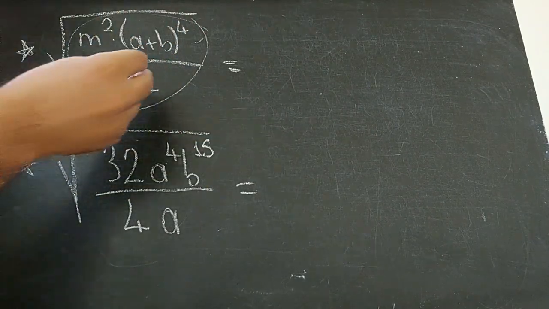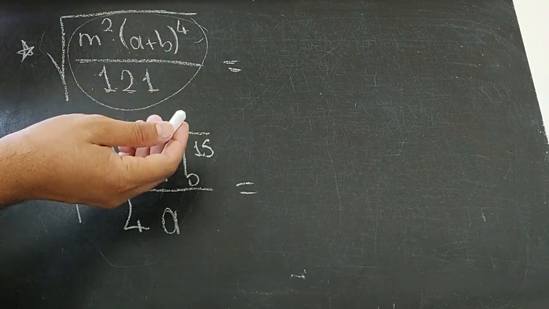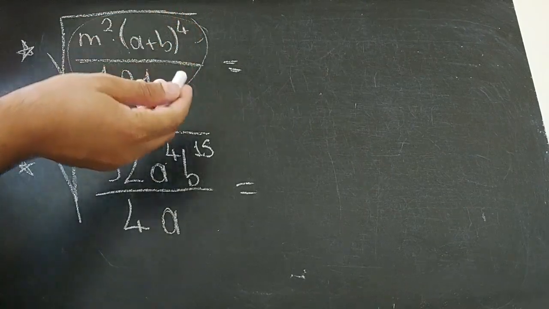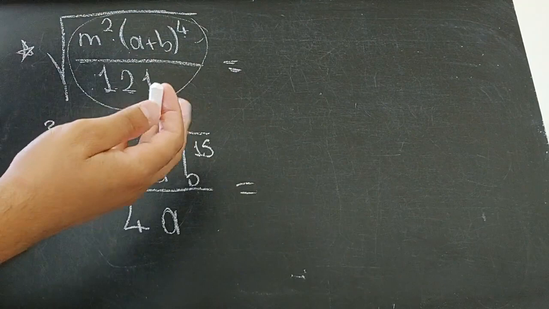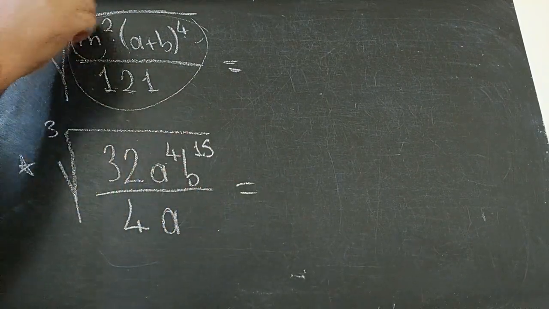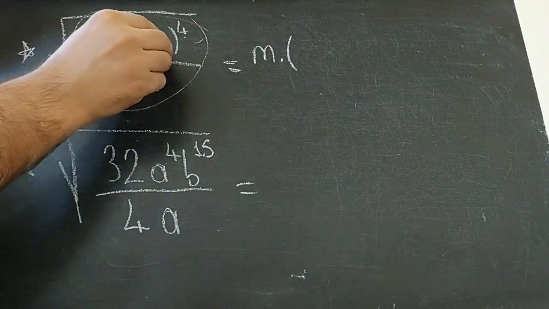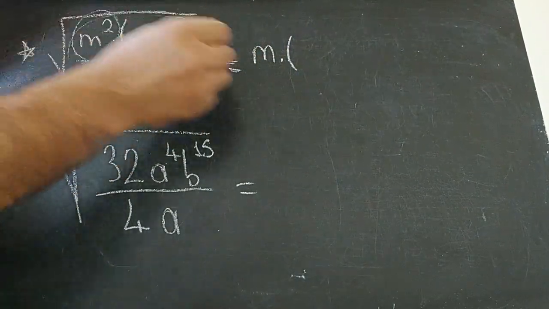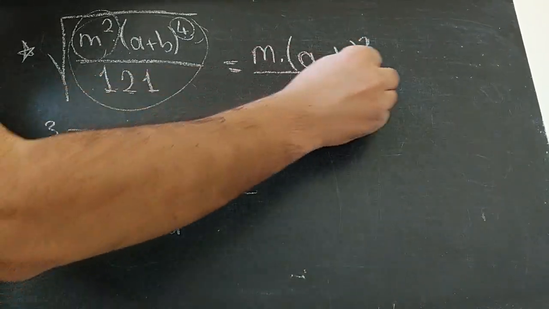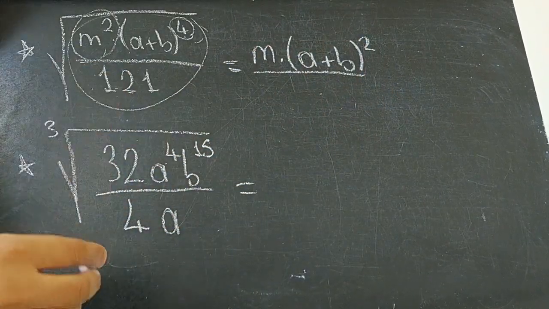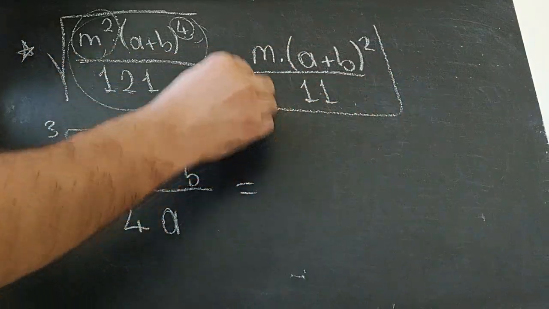So now when I look at the inside of the square root, I can't do any operation. I can open this one, but no need to open, because I will take this one out already. I'm thinking of any other operation. No. Okay, so m squared will come out as m times (a plus b) power 4. 4 divided by 2 will be 2, (a plus b) squared, over the square root of 121, which is 11, will come out as 11. That is going to be your answer.